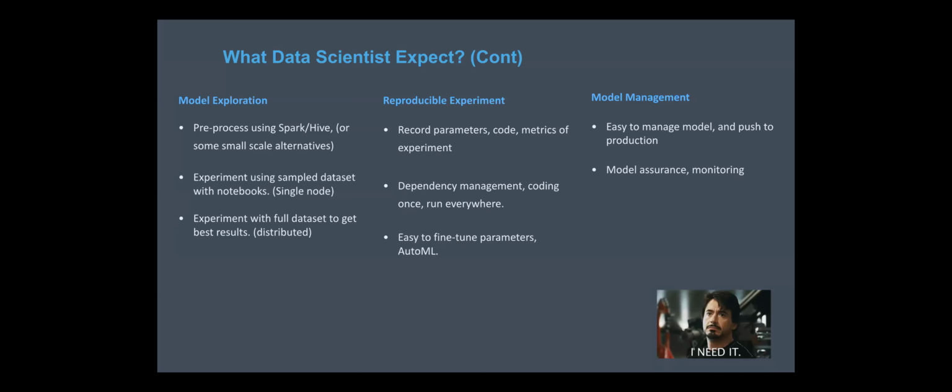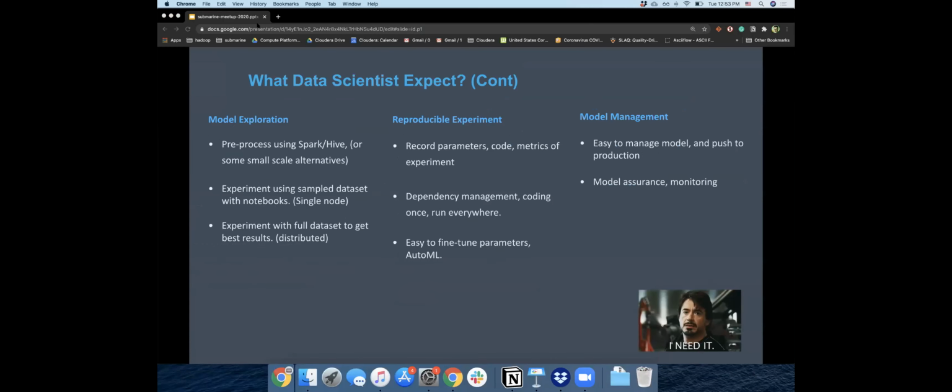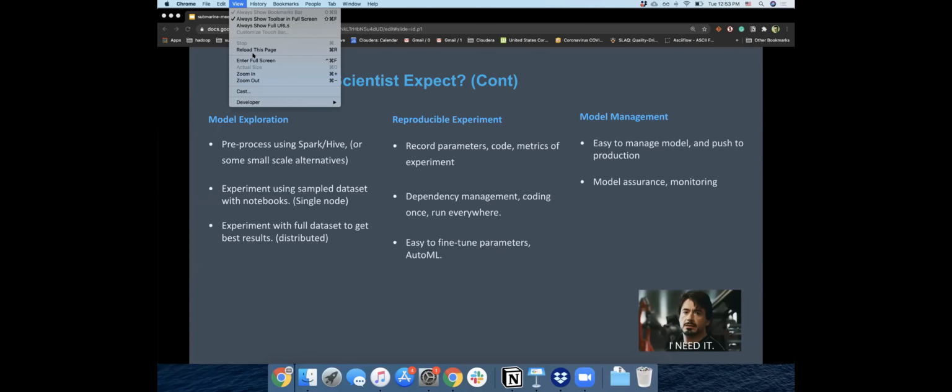And also, they need it to be easier to fine-tune parameters. They want to do things like AutoML to fine-tune parameters. Regarding model management, they want to easily manage models and push them to production. They want to do model assurance, monitoring, etc., to gain confidence and make the results come out as planned, or even better than planned.